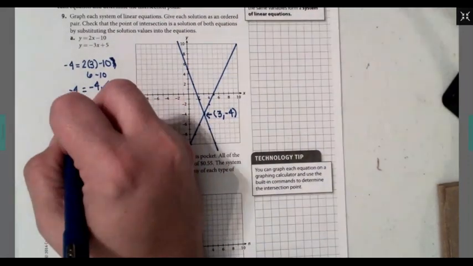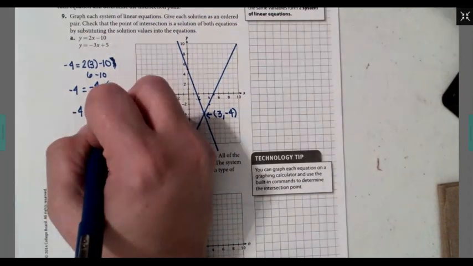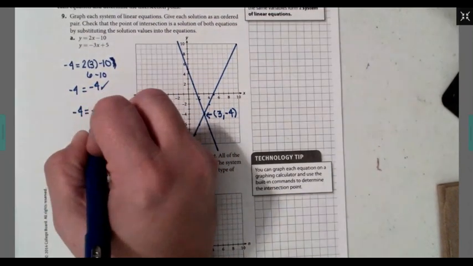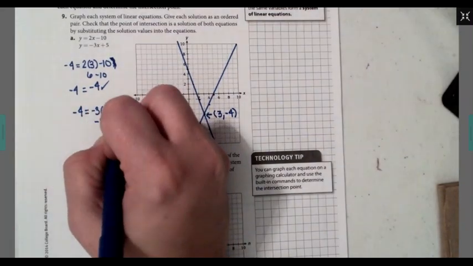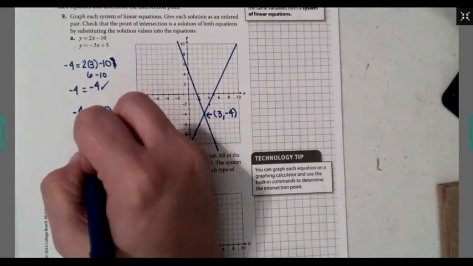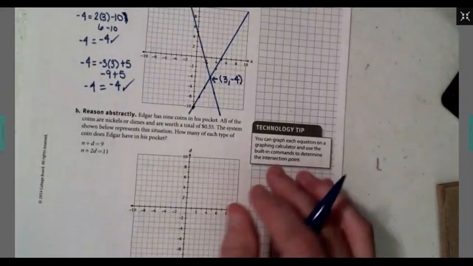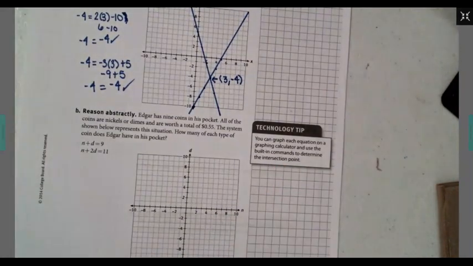Let's plug it into the next one. Negative 4 equals negative 3 times 3 plus 5. Well, negative 3 times a positive 3 is negative 9. And negative 9 plus 5 is indeed negative 4. So those are indeed equal, which makes this solution the point where the two lines meet and the solution to our problem.